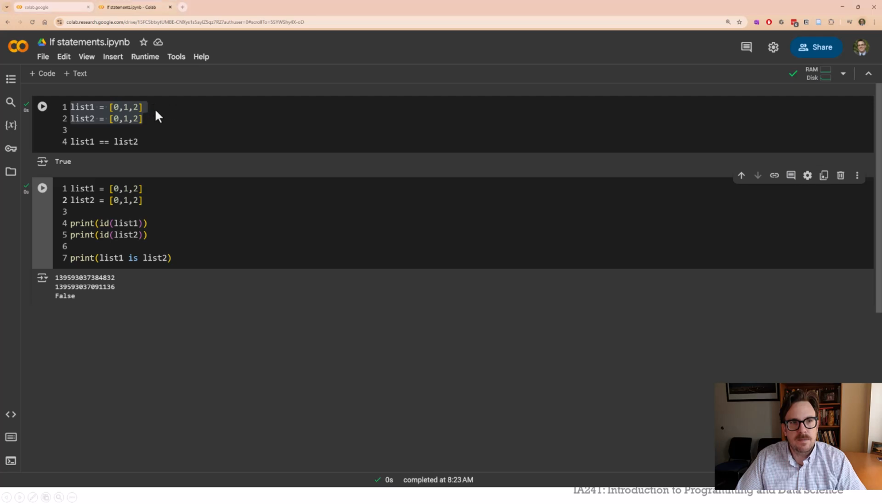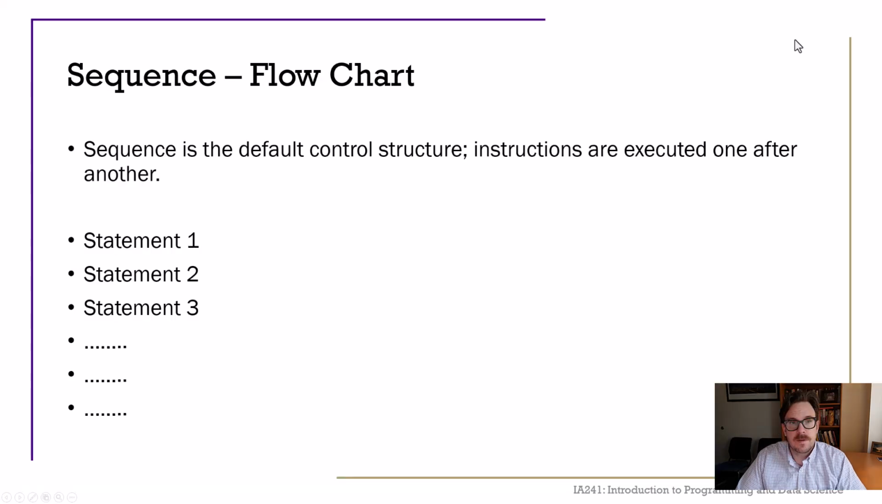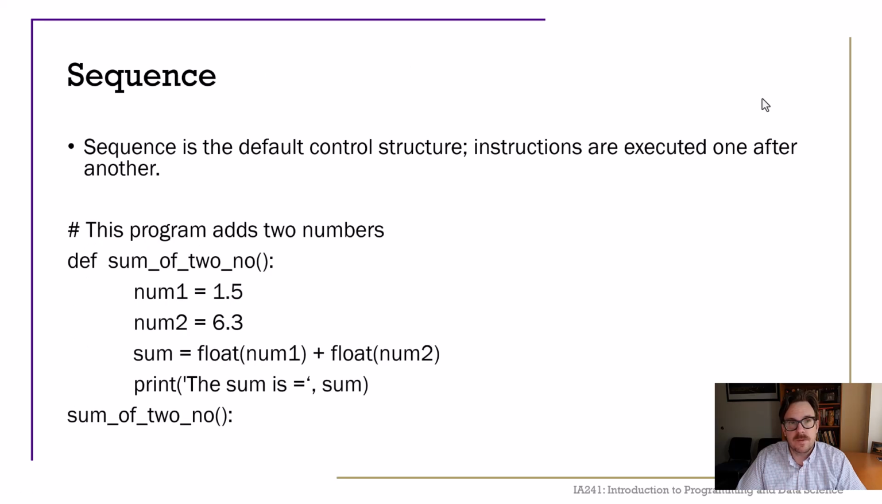Here is an example, right? Sequence. This line happened, then this line happened, then this line, and so on and so forth. Okay. So that is the sequencing of how this is the default. Here's another example. Instructions are executed one after another.